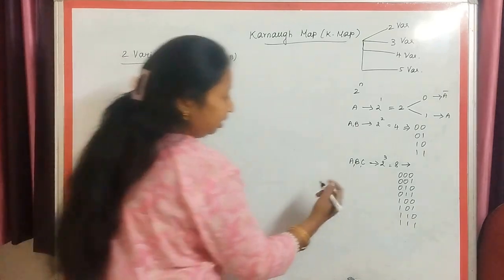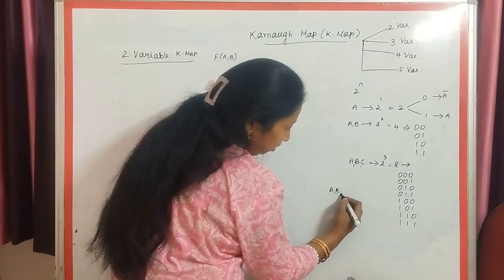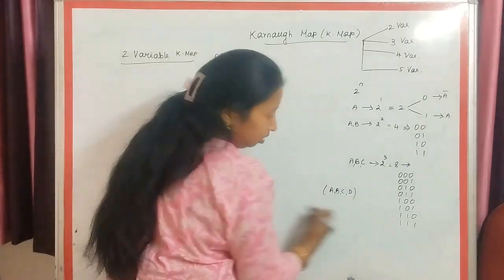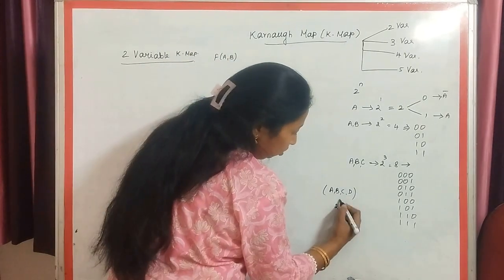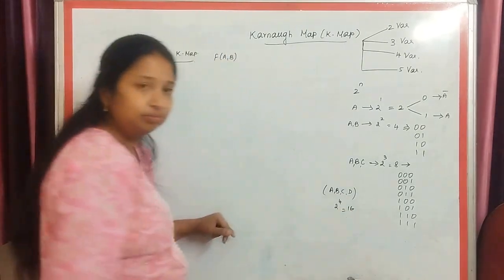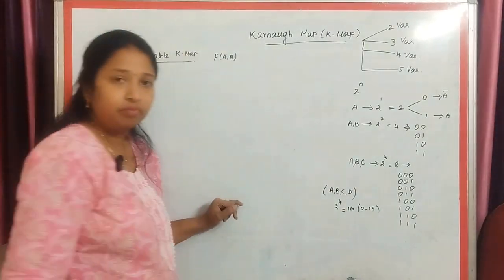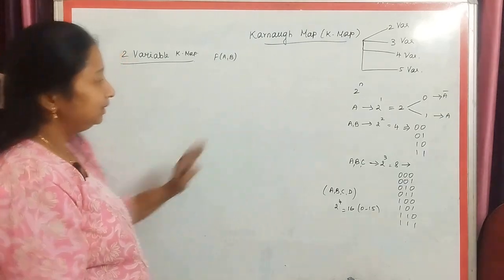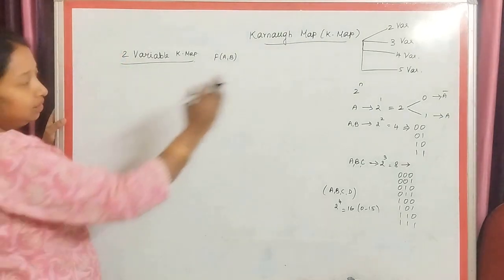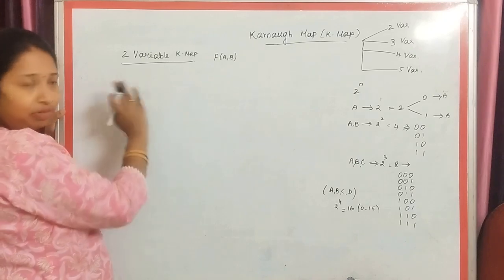If there are 4 variables, suppose there are 4 variables A, B, C and D, how many combinations are possible? 2 power 4, that is 16. That is from 0 to 15. Is that clear? Now, let's see how to represent these combinations in a graphical format.